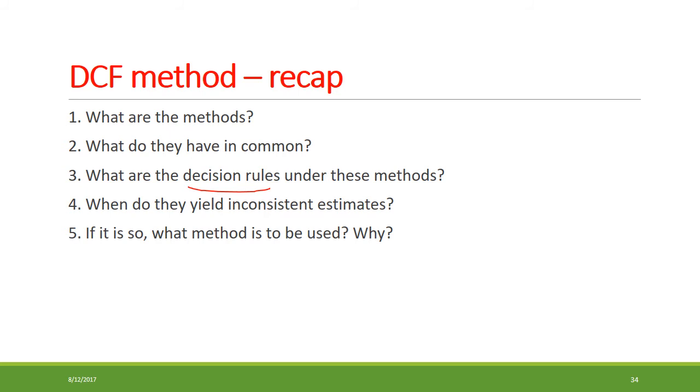When do they give inconsistent estimates? So when we have projects with different sizes, so the cash flows are of different sizes, or when the timing of the cash flows are different, then the IRR and the NPV method can be different. In which case, we always pick the NPV method.